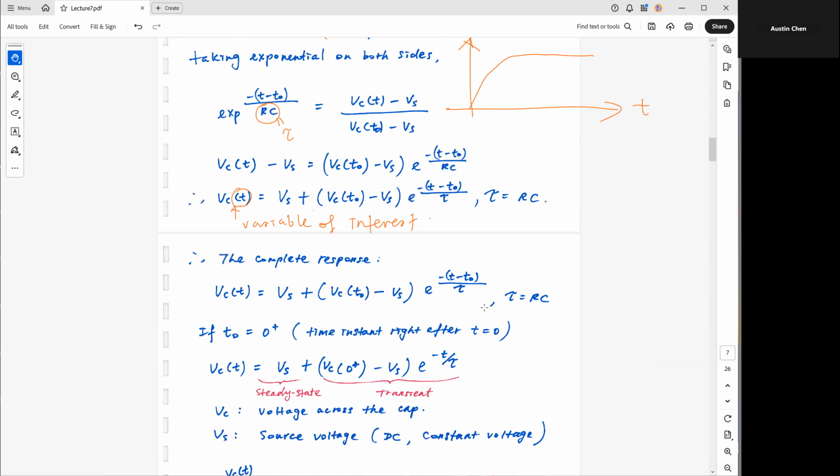Okay, so let's quickly recap here. Let's just say if t0 is equal to 0 plus, or t0 is equal to 0. Let's forget about the plus sign here for a second.